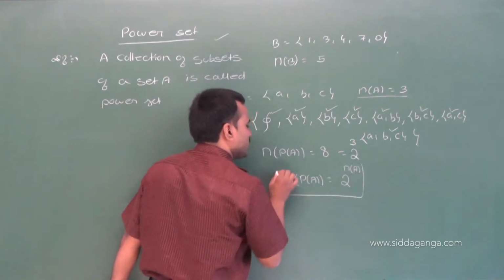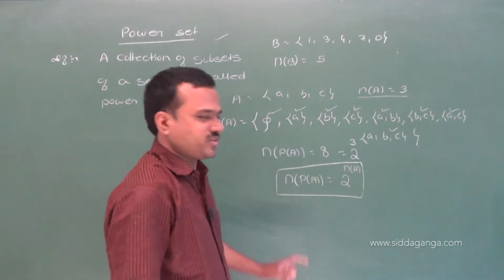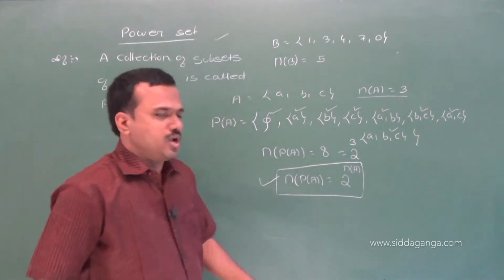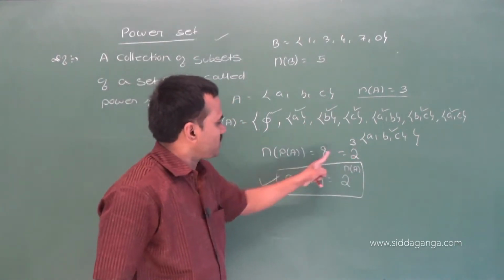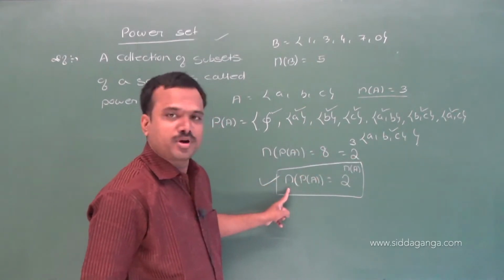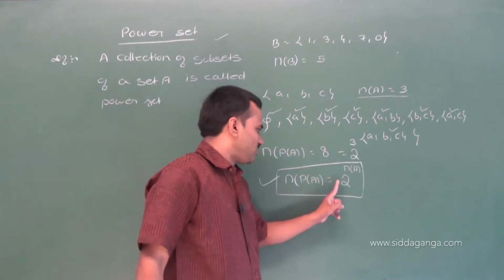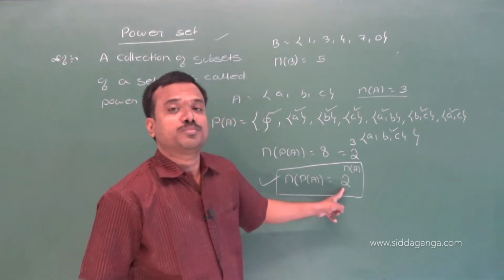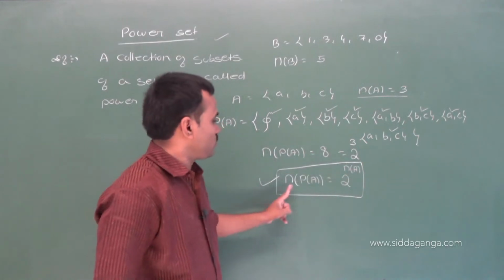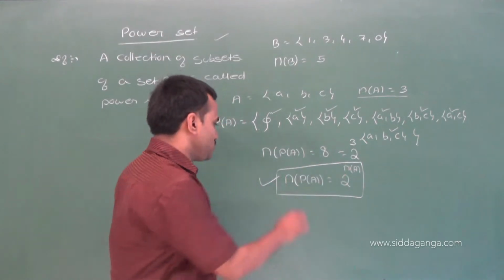This is very important. n of P of A. This is a formula. Number of elements. Observe the result. Number of elements in P of A is always equal to 2 to the power n of A. This is one formula.